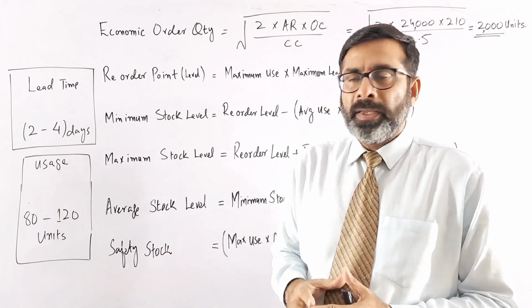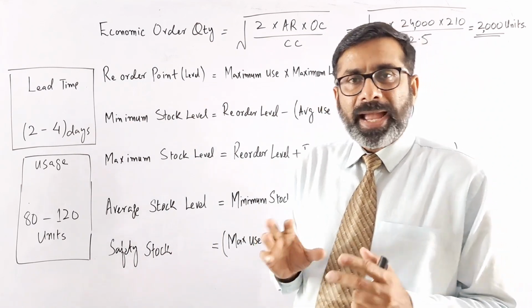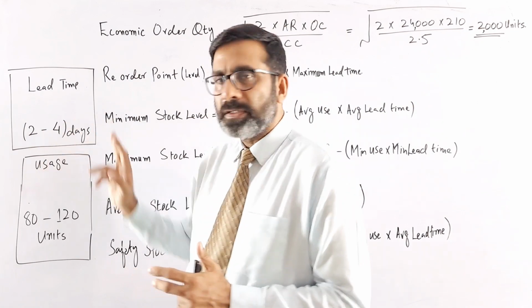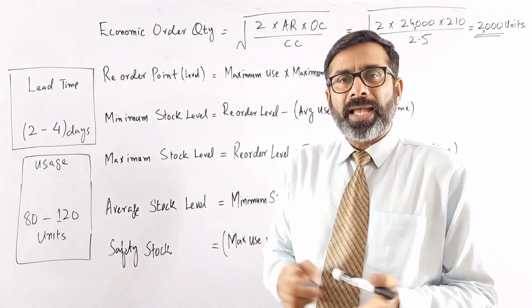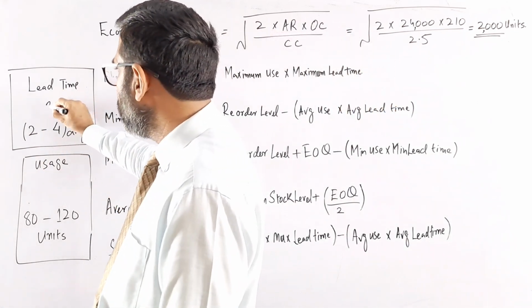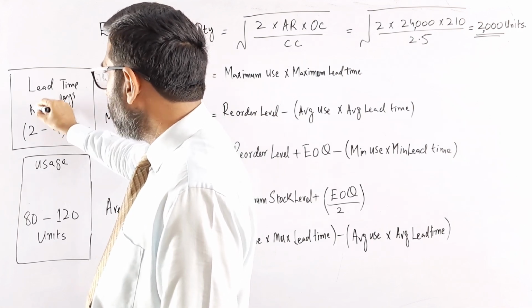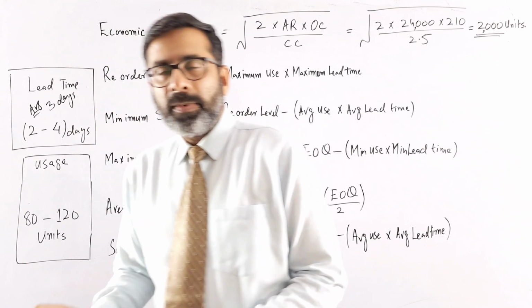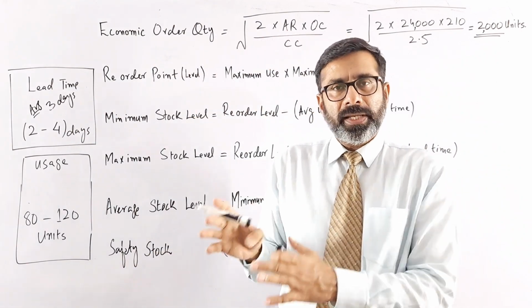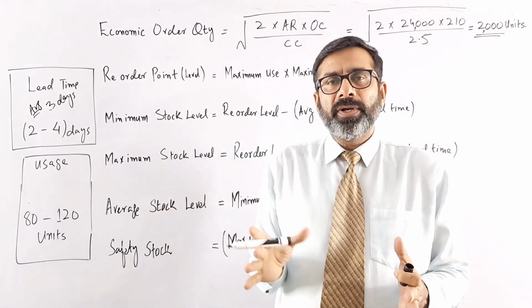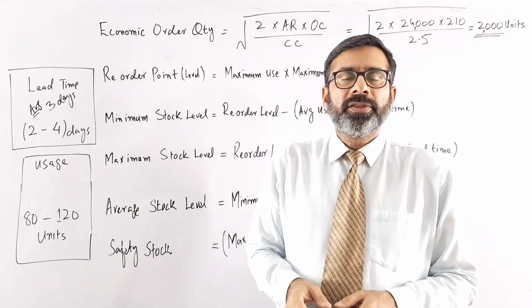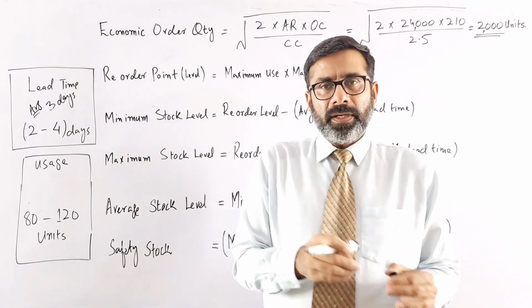So 2 days is the minimum lead time, and 4 days is the maximum lead time. Now if we talk about the average, 2 plus 4 is 6, so the average is 3 days. So 3 days is the average lead time. Minimum time taken is 2 days, maximum is 4 days, and on average it takes almost 3 days to deliver the goods.